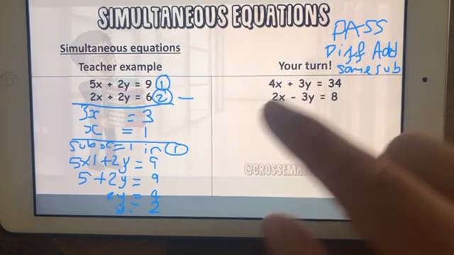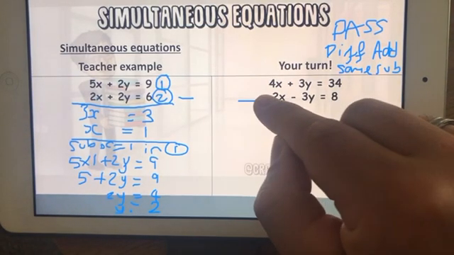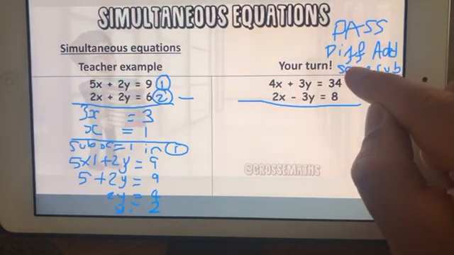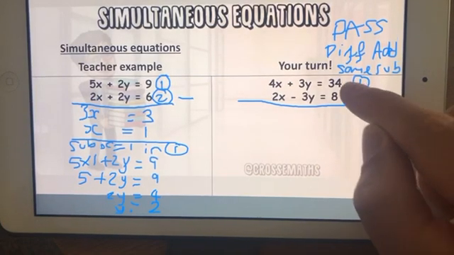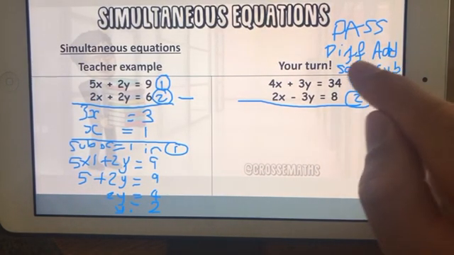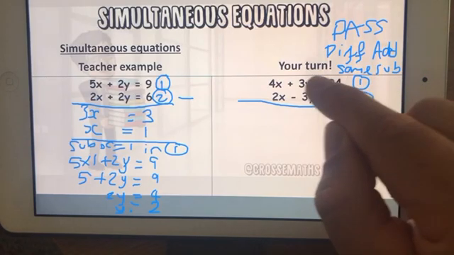Right then, so I'm going to go through the basic steps on this one. Again, you're going to label the first one 1 and the second one 2. Once you've done that, because they're different, add; same, subtract. Because they're different, I'm going to add them together.